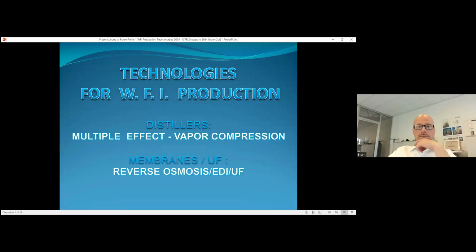So, the technologies for WFI production for sterile injections are today in the most part of the world 3. 2 are in the family of the distillation, so the multi-column distiller or multiple effect distiller, and the vapor compression distiller. There is another alternative, quite young, at least for the European market, that is the membrane WFI. That is a cold system for producing WFI.